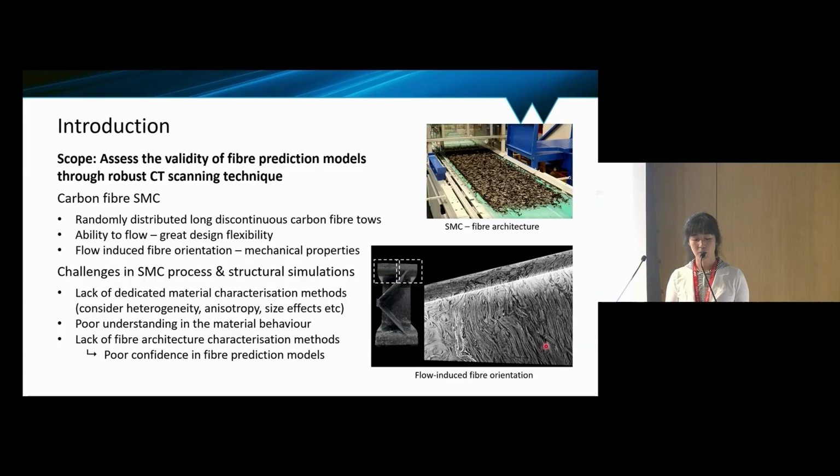However, there's no robust characterization method for both the processing behavior and the structural behavior of the material, especially if we factor in the heterogeneous nature of the material, the anisotropy because of the fiber orientation, and also size effect, because for this kind of material, we're usually talking about fiber bundles that are 25 millimeters long. So in order to get a representative material behavior, you need a much bigger sample than the size of the fibers in order to capture the bulk material behavior.